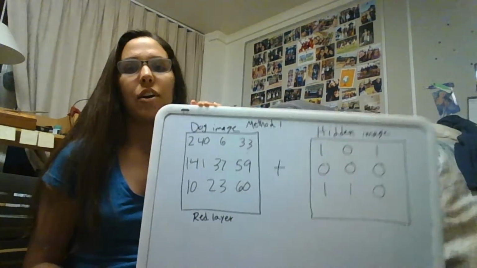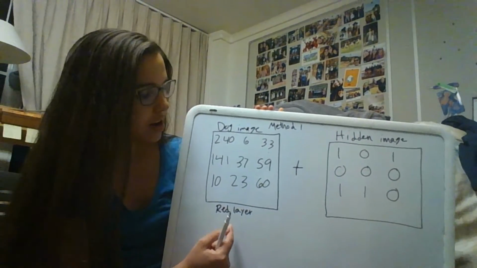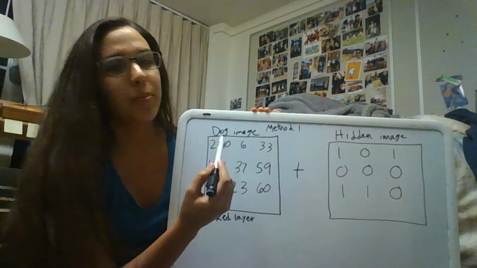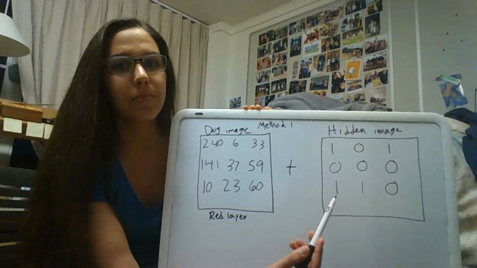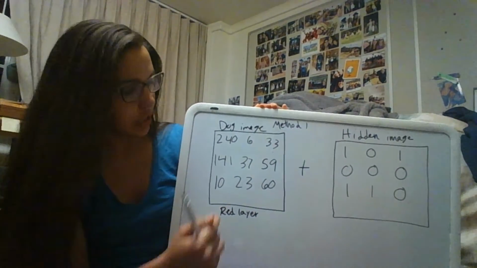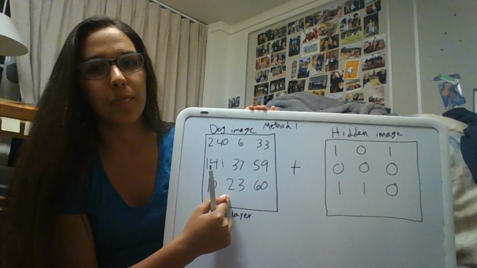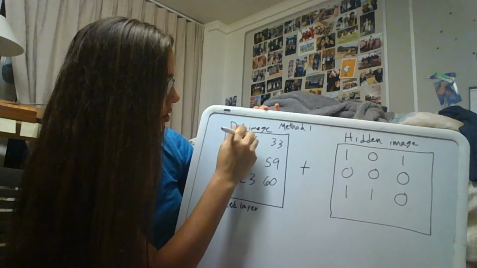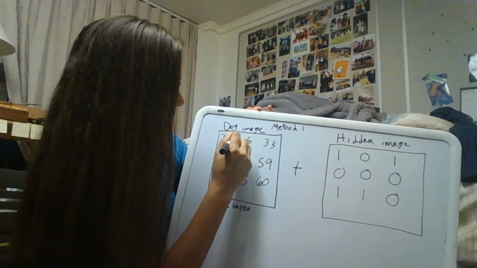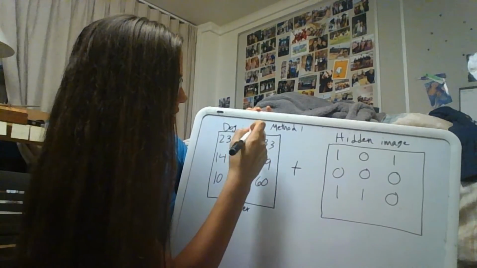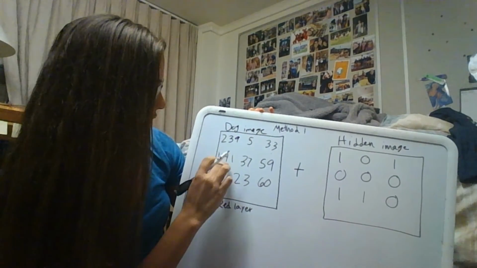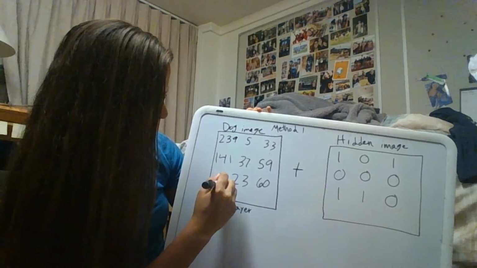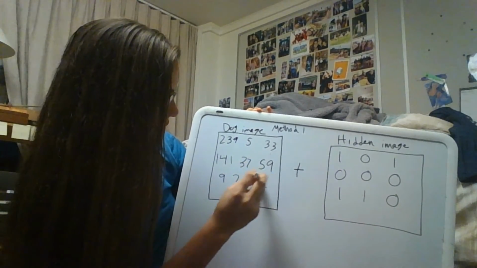I'll be demonstrating our method 1 embedding, which is red, odd, even. So what we first do in our function is take an input of our base image and the image we want to hide. So first we use the mod function to make every value in our base image odd. So this will become a 239. This will become a 5. That's odd, odd, odd. This will become a 9, and this will become a 59.